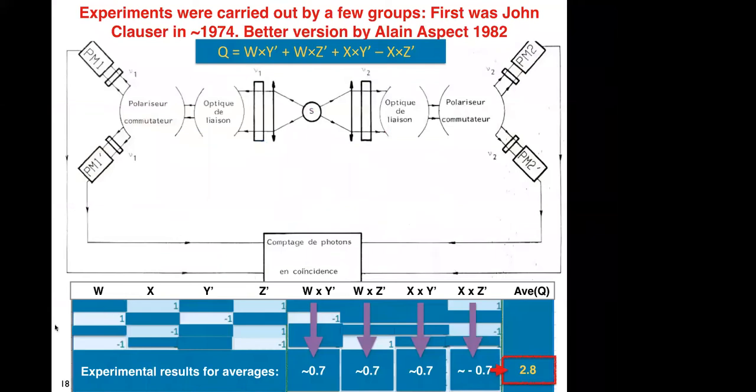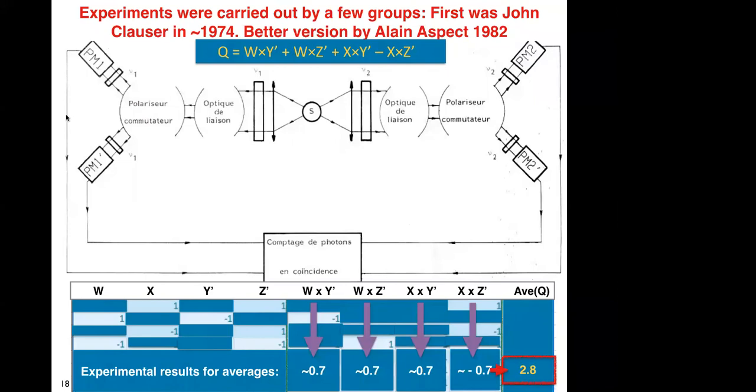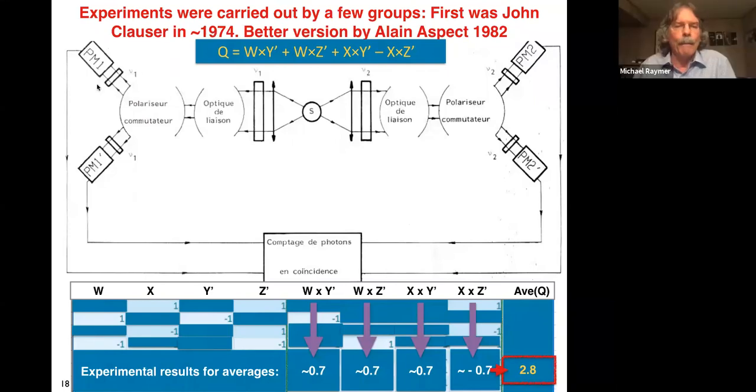Here's the first experiment that was done of this sort. This is not a picture of the first one, but the first one was done by John Clauser, a professor at Berkeley in 1974. Most people at that time didn't understand why he was doing this experiment. They thought it was kind of pointless. In 1982, a French physicist in Paris, Alain Aspect, improved the experiment. And he also got this result. He got it was greater than 2.7 or 2.8.